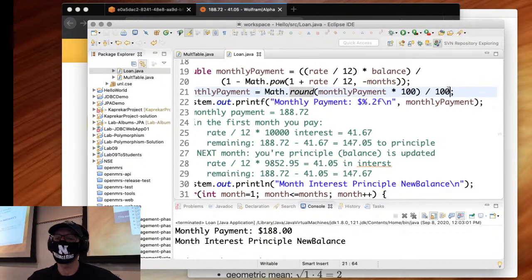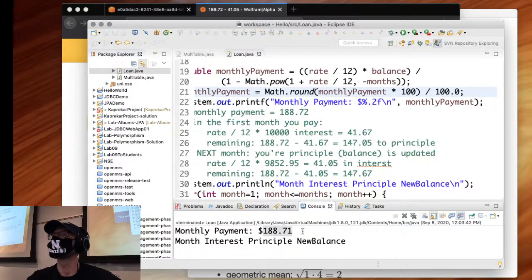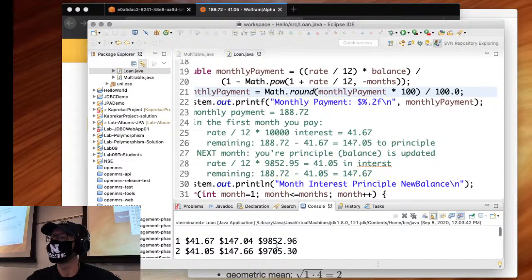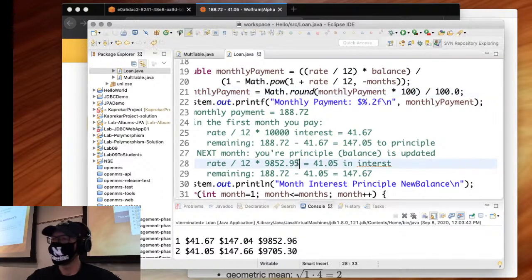One way that I can solve that is 0.0. Force one of them to become a double. And now I've got 71 cents? I thought it was 72 cents. Okay, so I did screw up here then, but that's okay. We're just going to be off by 1 cent here. Instead of 95, it should be 96.